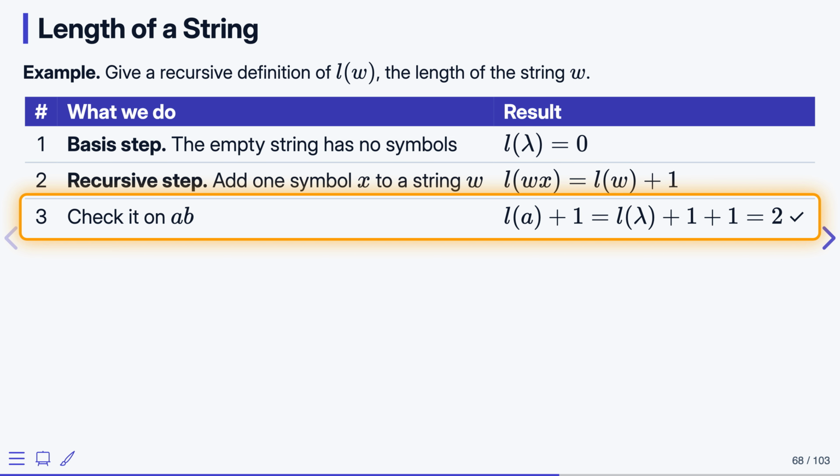Step 3. Let's check it on the string AB. Its length is the length of A plus 1. The length of A is the length of the empty string plus 1, which is 1. So the answer is 2, and AB does have two symbols.